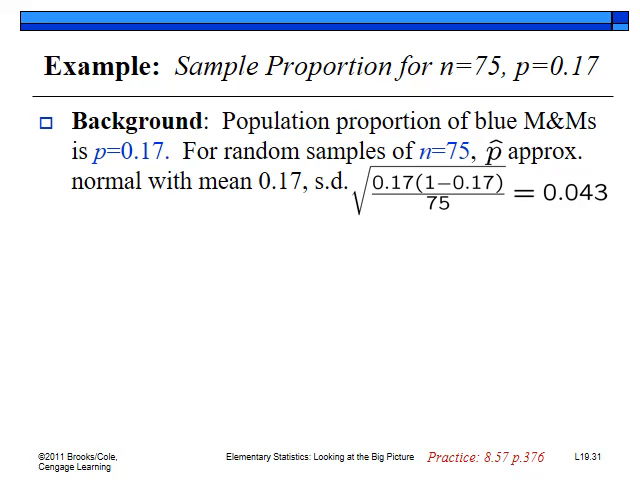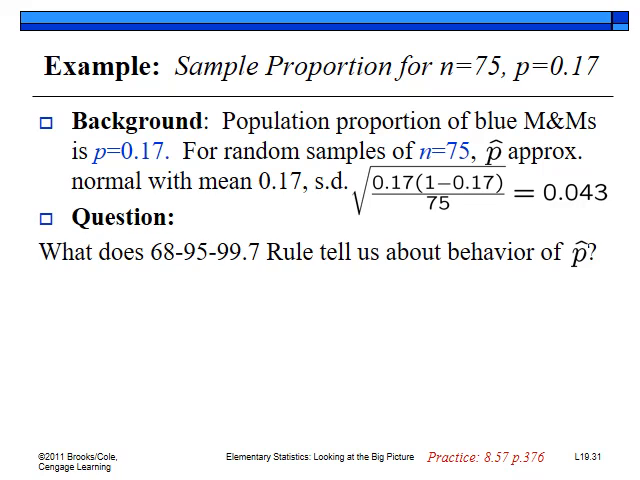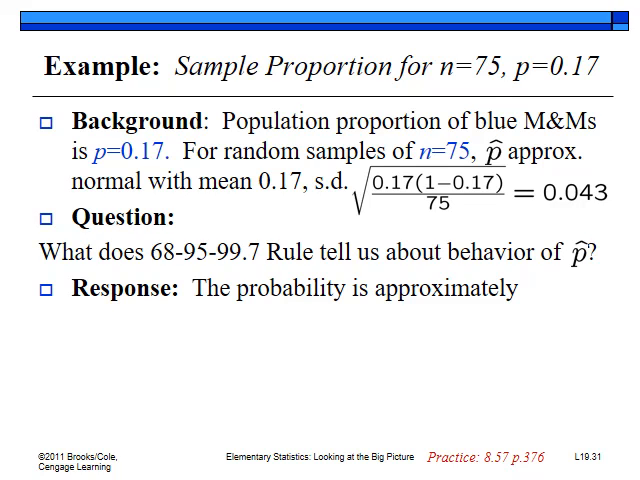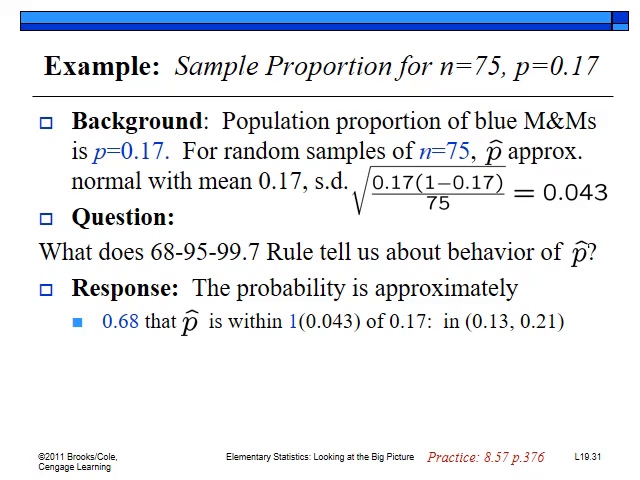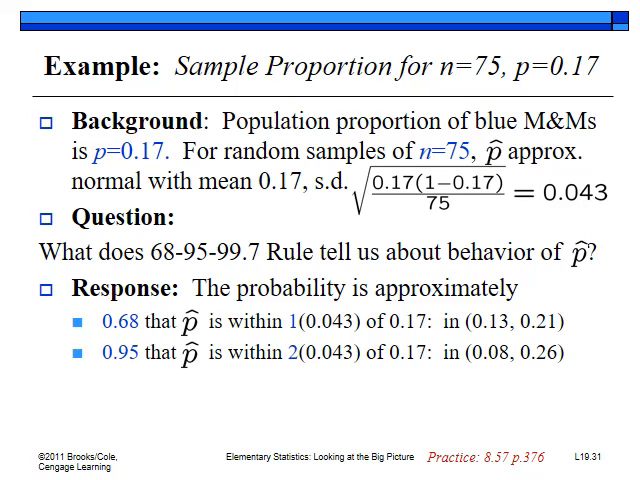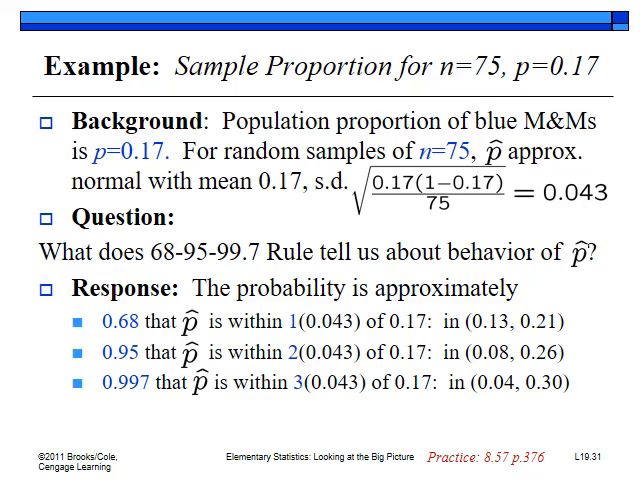So here's an example. Remember that for our blue M&Ms with a sample size of 75, p hat, the proportion in our sample, would be distributed approximately normally with mean of 0.17 and standard deviation 0.043. So the empirical rule tells us that there is a 68% chance that p hat is within 1 standard deviation of the mean, that is between 0.13 and 0.21. Similarly, if we go up and down by another standard deviation, there's a 95% chance that our observed proportion will be in that range, and a 99.7% chance that our observed proportion will be within 3 standard deviations of the mean.